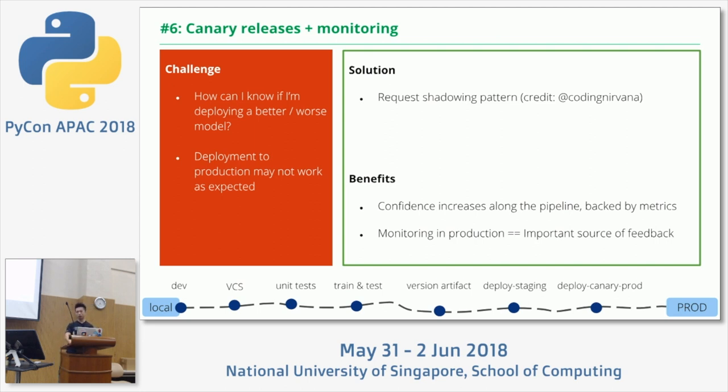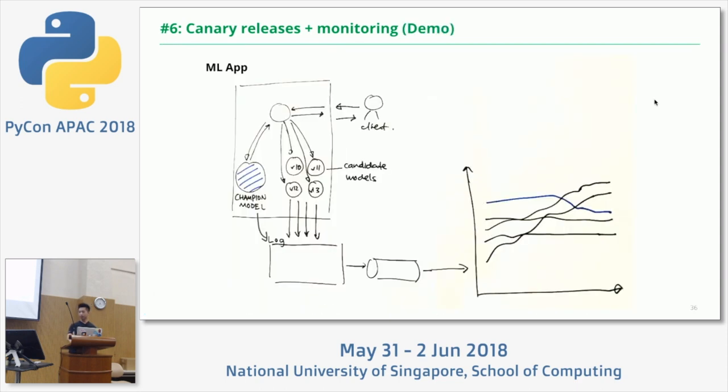So a solution for this is called the request shadowing pattern. We're going to credit Rajesh from Index for this idea. I'll show you what it looks like. So a client comes to your app, makes a request, say, okay, I say, PyCon is awesome. Then your model needs to say, is it a positive or negative sentiment? So in our app, we have a router. Router will forward this request to the real model. Model will say, okay, PyCon is awesome is class one, okay, it's positive.